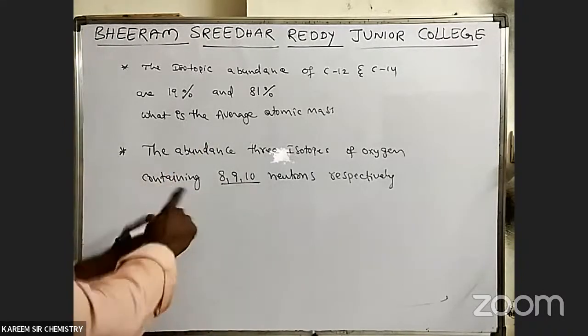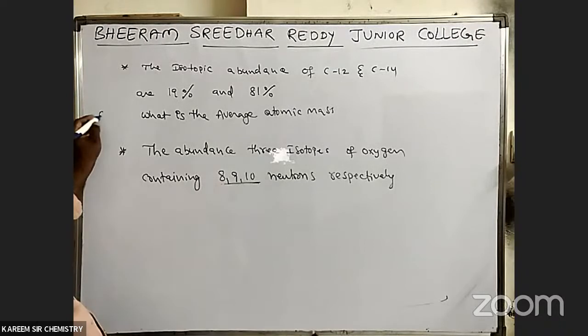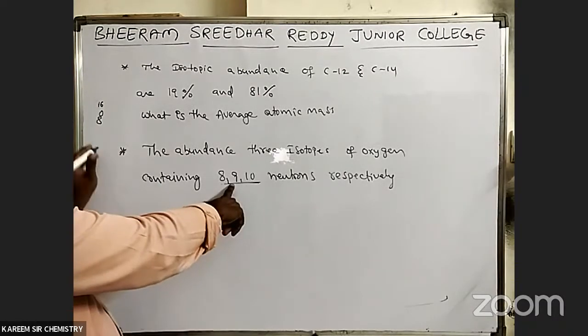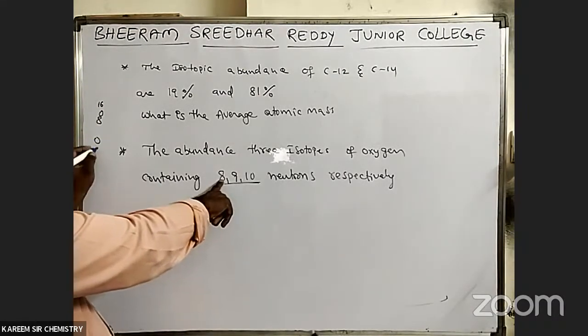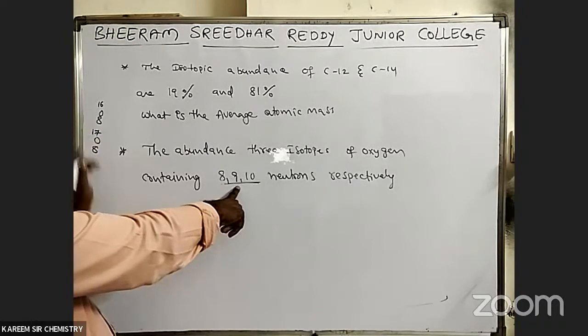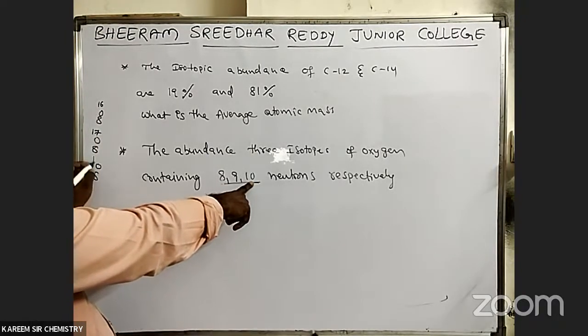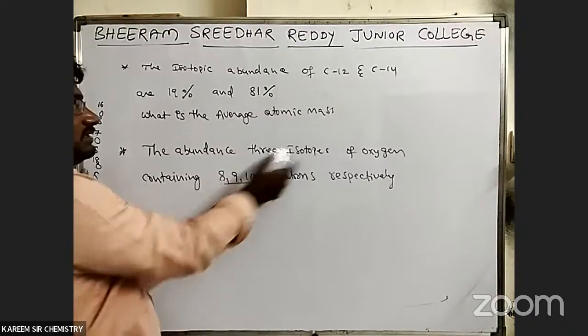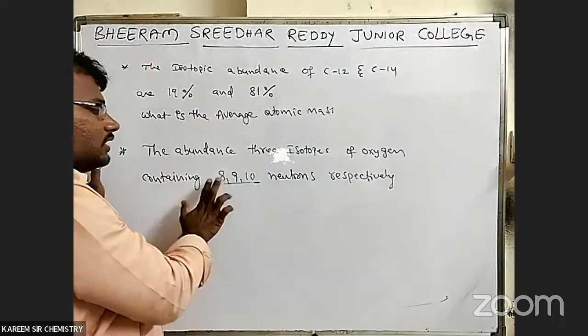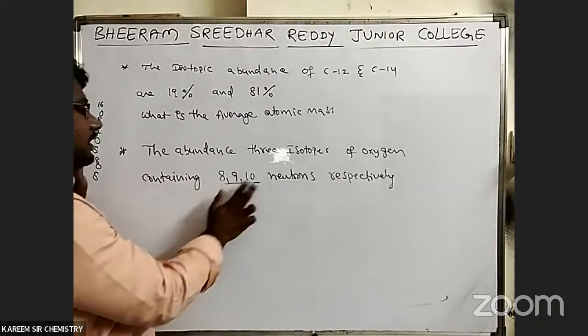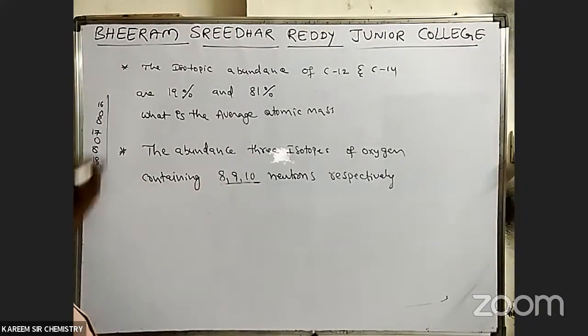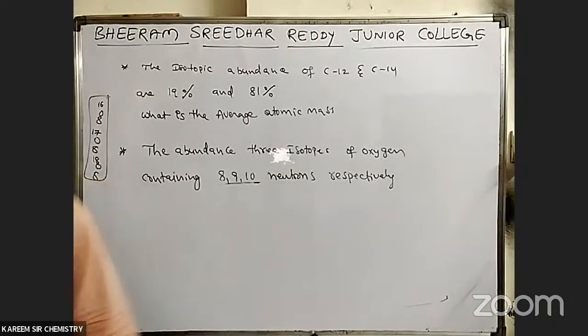So I am giving a hint. 8 neutrons means the first isotope, atomic number 8, so 8 plus 8, 16. Second isotope, atomic number 8 for oxygen, 8 plus 9, 17. And the next isotope, 8 plus 10, 18, O-18. Because in all cases oxygen has 8 protons. So this is the hint for this.